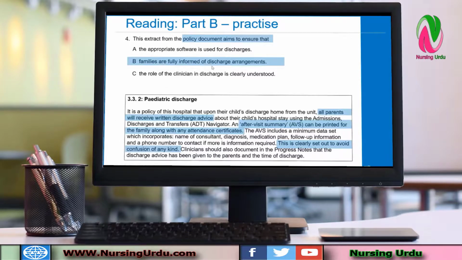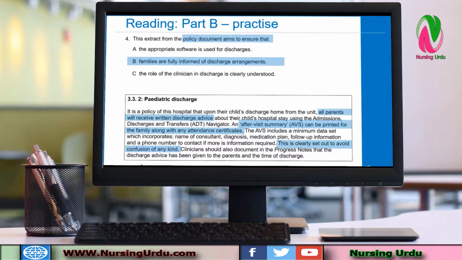So this policy document aims to ensure that the data set information of an after visit summary is clearly set out to avoid any confusion, and it will be printed for the family along with any attendance certificates. So that is the aim. Now, the appropriate software is used for discharges. That's not what this covers. And then the role of the clinician in discharge is clearly understood. No, that's not the purpose.